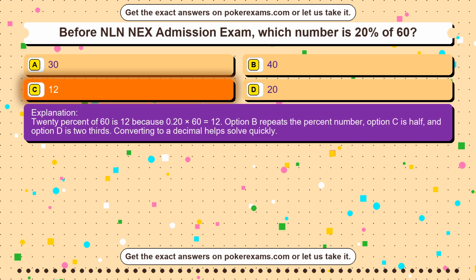20% of 60 is 12 because 0.20 times 60 equals 12. Option B repeats the percent number, option A is half, and option B is 2/3. Converting to a decimal helps solve quickly.